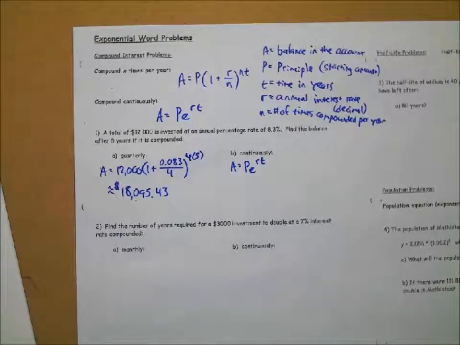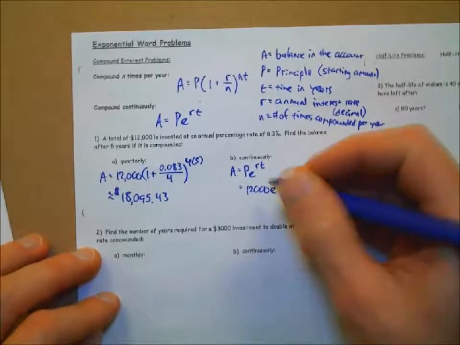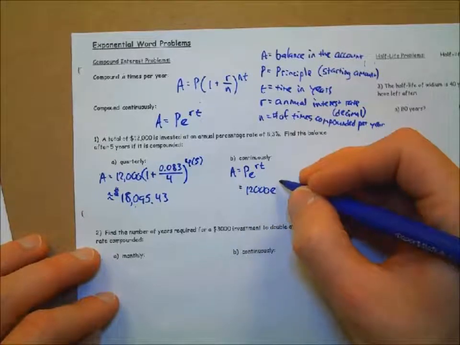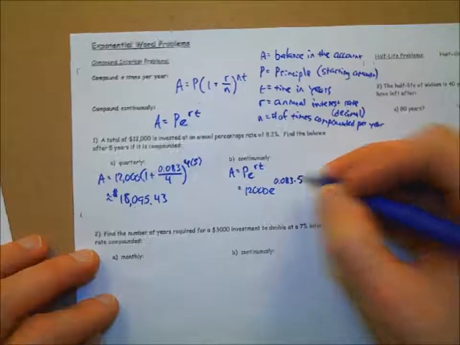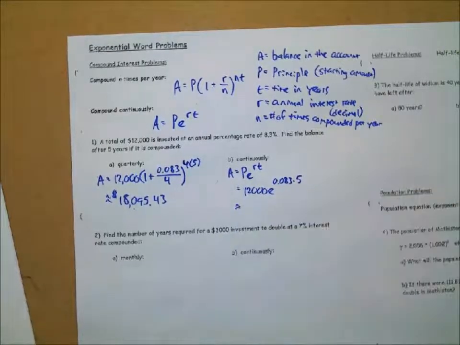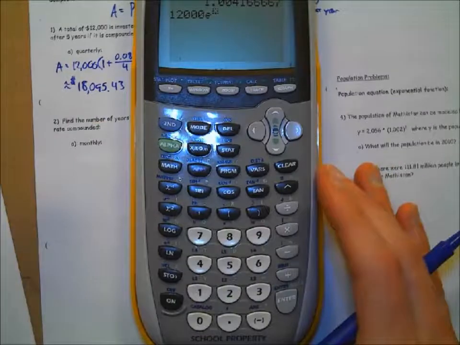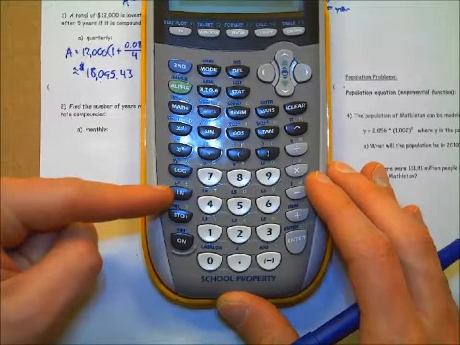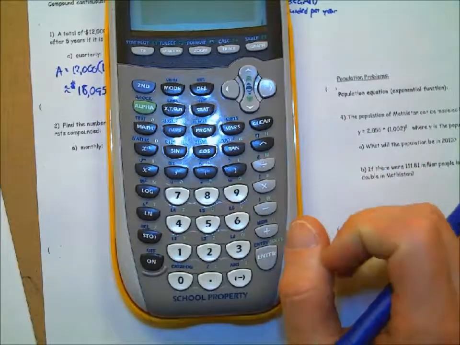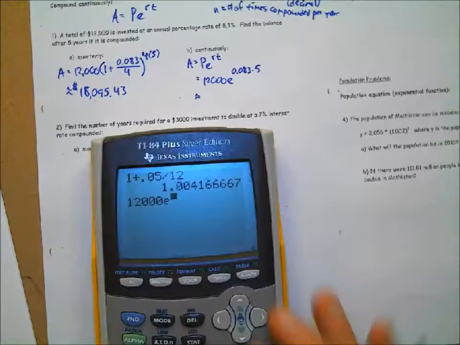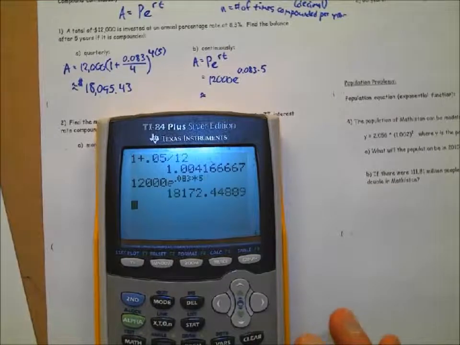All right, so we'll type this in here. P was, again, 12,000. E to the R is then 0.083 again, and then times time is 5. By the way, e is on your calculator in 2 locations. If you press second ln, that gets you e to the x. But if you press second division symbol, then you also get e, just the number e by itself without an exponent. So you can choose which one you want to use, but I'll use this one. So again, 0.083 times 5, and you get 18,172.45.